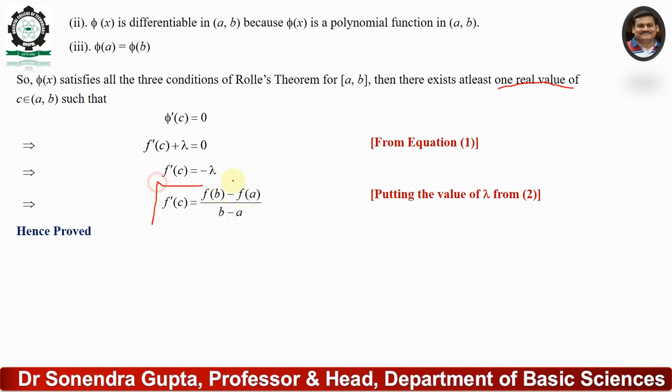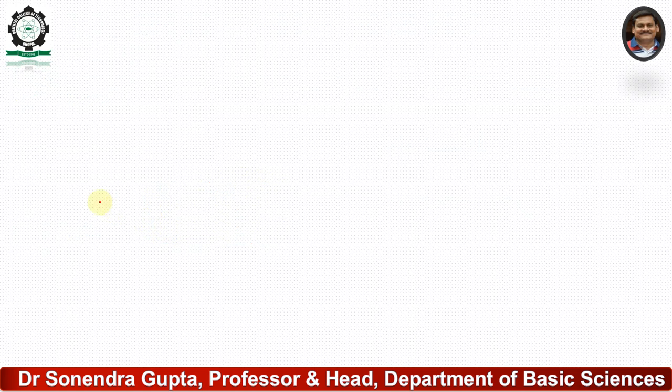Definitely this is the value of f dash of c which is discussed in the Lagrange mean value theorem. That means the Lagrange mean value theorem is verified. Now we discuss some problems on the Lagrange mean value theorem.